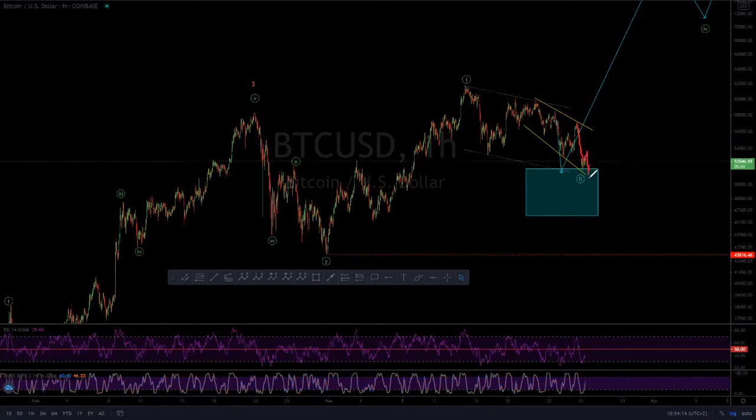This might just be one more leg, where we find out that this is our A here and our B is here, and this is a C wave here. So it's still possible as long as it's going to stay within the blue box. We'll be expecting this move here.